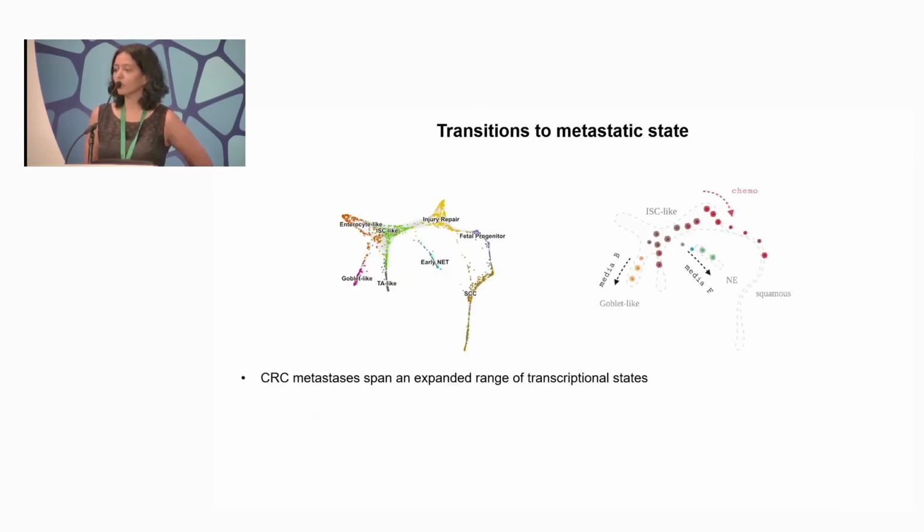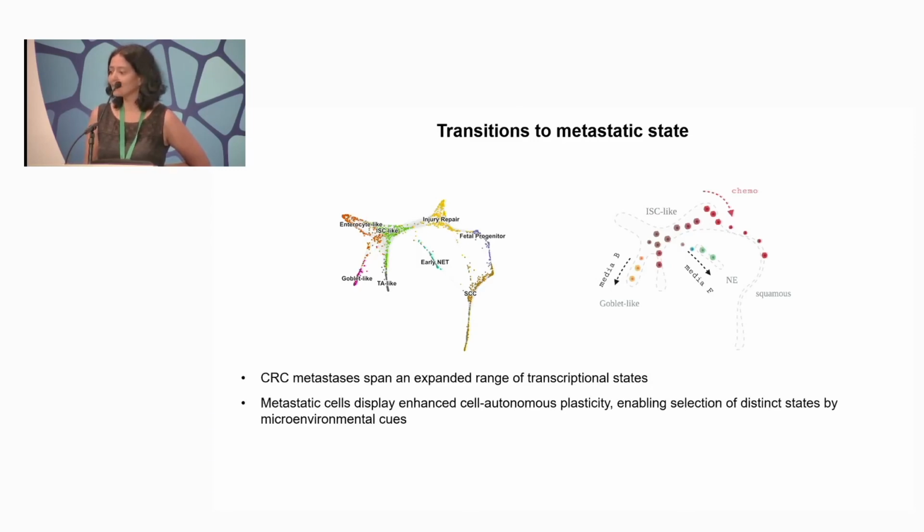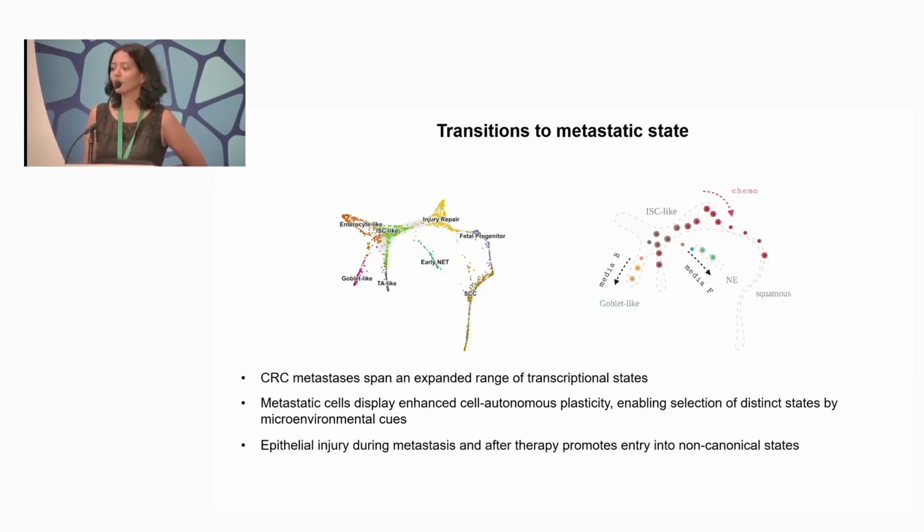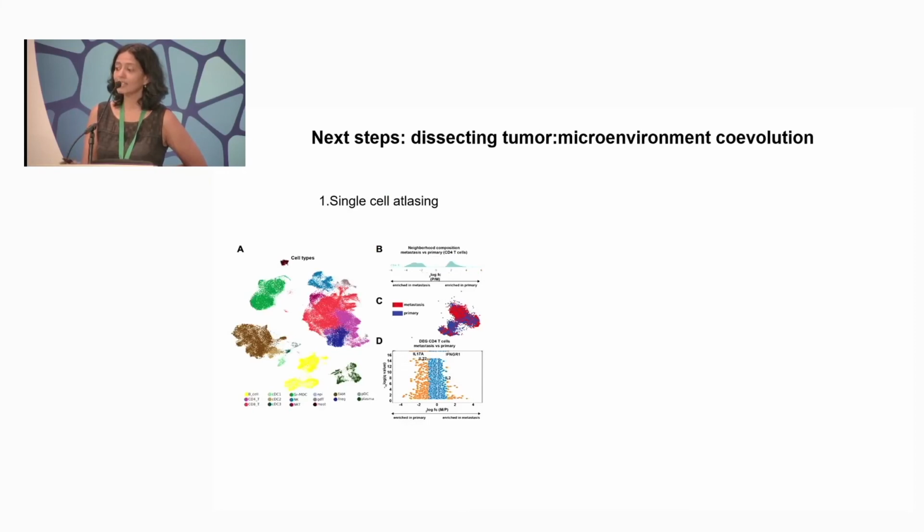So to summarize, we've identified that colorectal cancer metastases span an expanded range of transcriptional states, and they have a cell-autonomous, epigenetically programmed plasticity. We're dissecting mechanisms enabling the selection of distinct states by microenvironmental cues. And epithelial injury is important for this entry into non-canonical states.